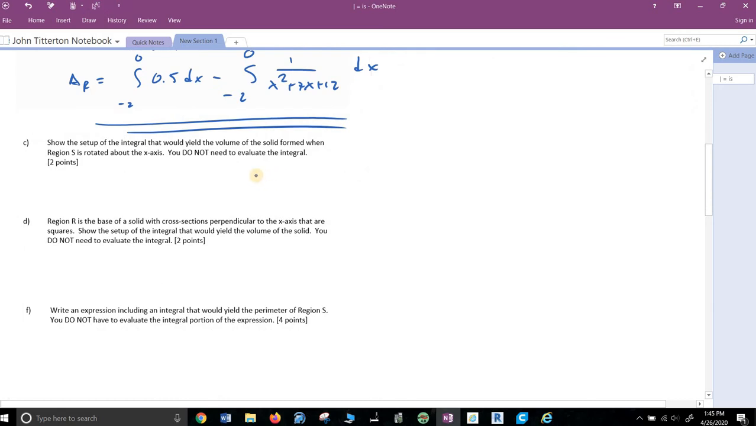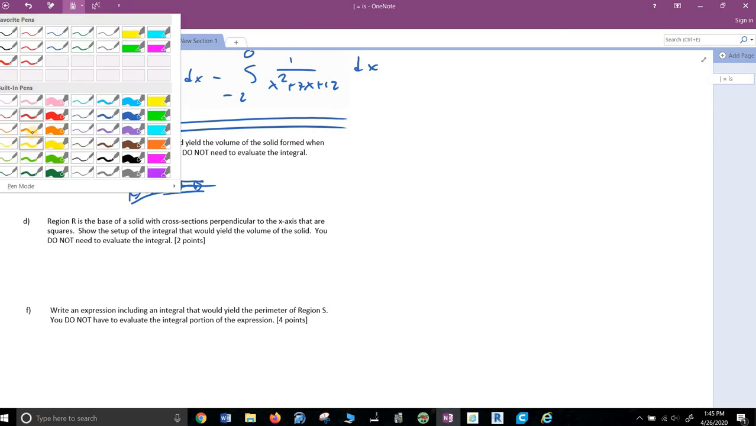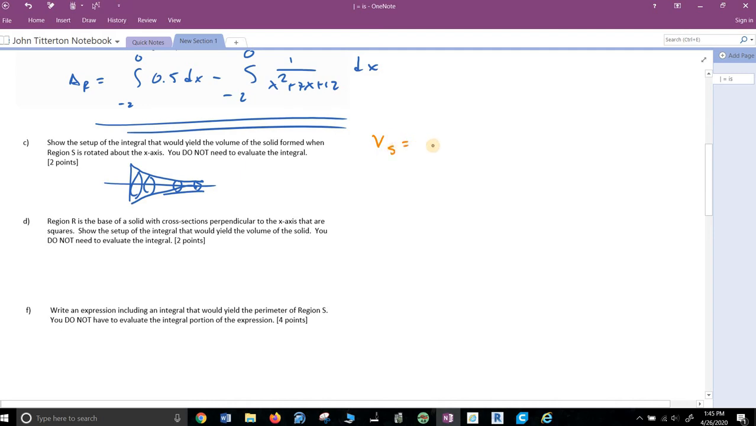Rotate region S around the x-axis. So we'll do that here, something like this. Cross sections are circles. So the volume of region S, let me change colors. Volume of region S is a circle, some pi something squared. And then we integrate that from -2 to 0, and it is 1 over x squared plus 7x plus 12. I believe that's it.